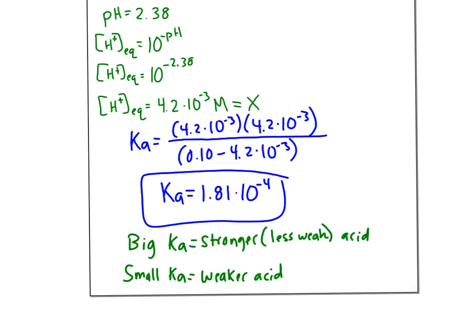A note about the magnitude, so the size of Ka. A big Ka means it's a stronger or less weak acid, meaning it breaks apart more. A small Ka means it's a weaker acid, meaning the acid stays together, the H doesn't pop off as easily.